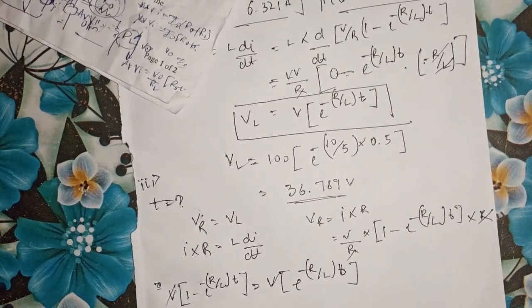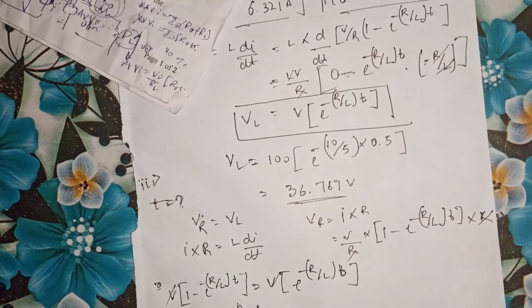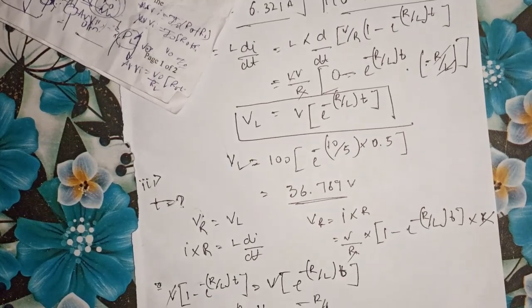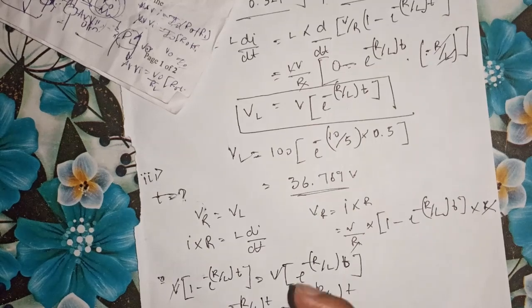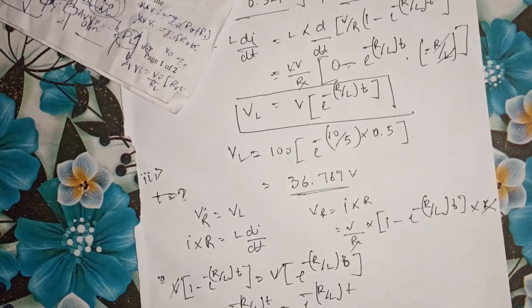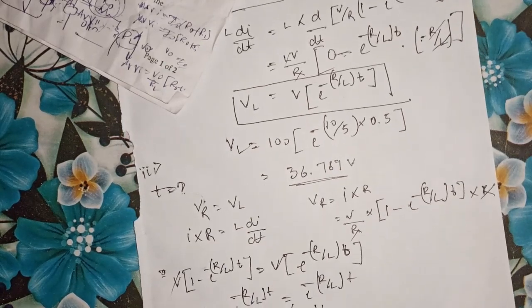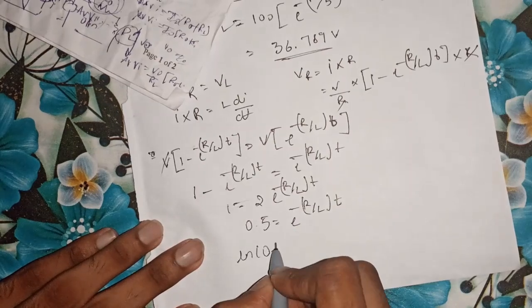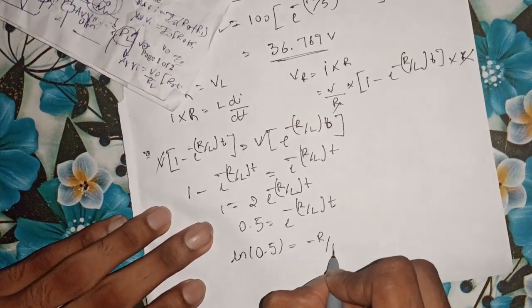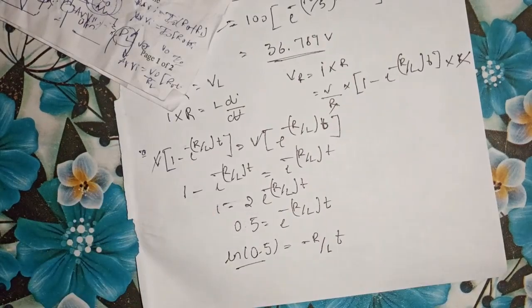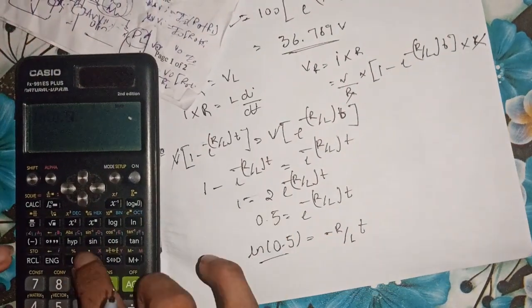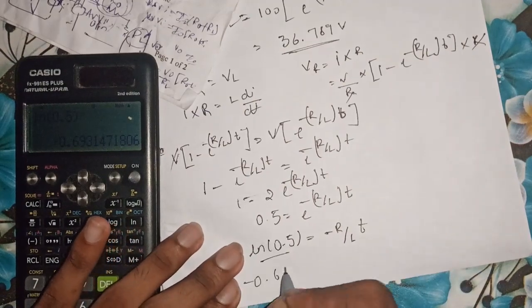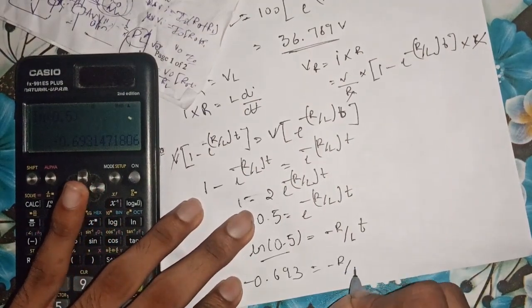So V and V get cancelled. 1 minus e to the power of minus R by L into t is equal to e to the power of minus R by L into t. Transferring this term to the right-hand side, 1 is equal to 2 into e to the power of minus R by L into t. So 1 by 2, which is half, equals 0.5, equal to e to the power of minus R by L into t. Taking ln on both sides, ln 0.5 is equal to minus R by L into t. So ln 0.5 is minus 0.693, equal to minus R by L into t.